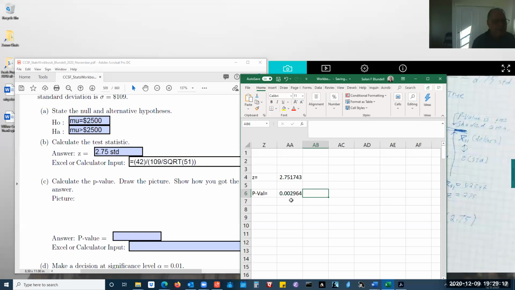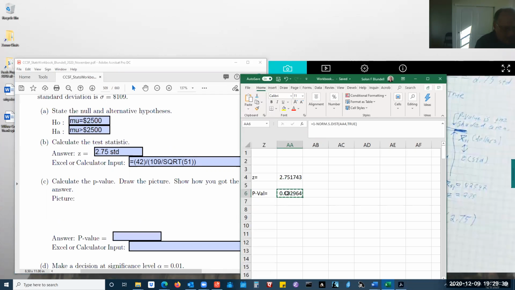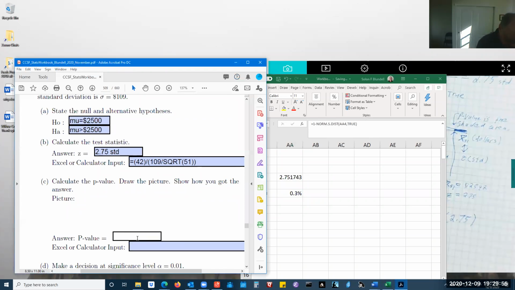Okay. So put my p-value over there, and it's about 0.3%. Let me format that. I'm going to change it into a percent. And then I want to show to the nearest tenth of a percent. So round it off at 0.3%.